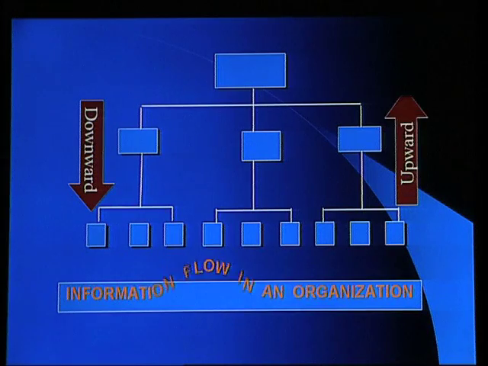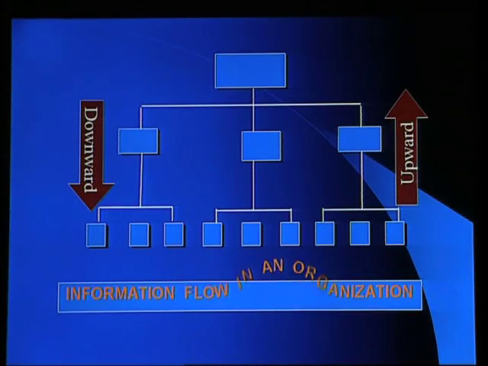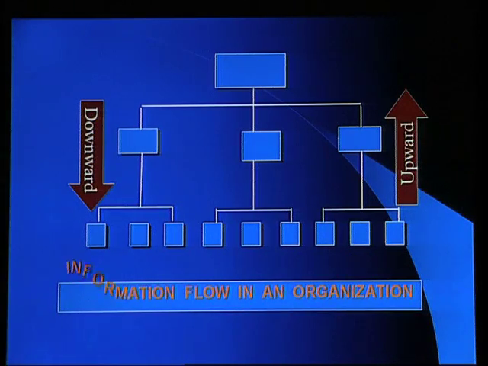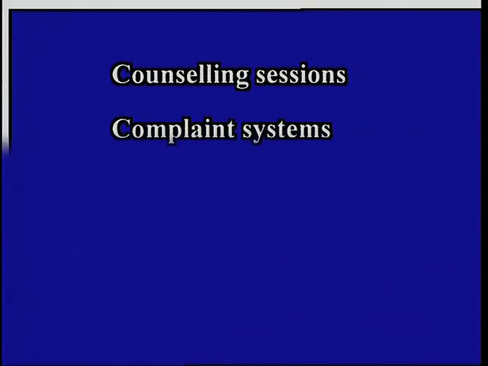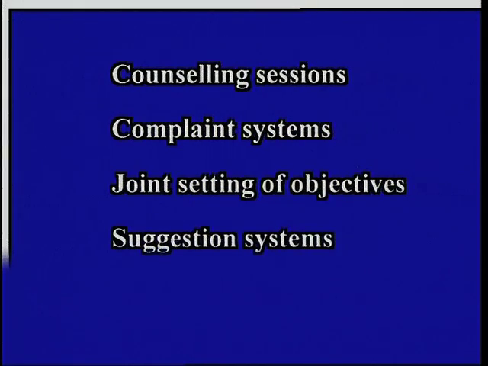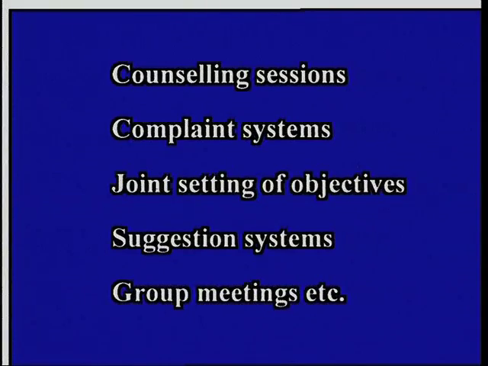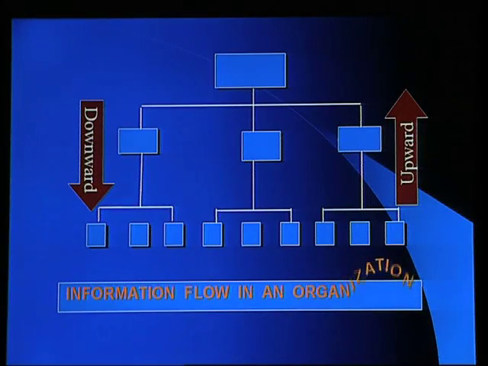Upward communication usually originates from a subordinate to his or her direct superior, then to that person's direct boss, and so on up through the hierarchy. Typical means for upward communication are counseling sessions, complaint systems, joint setting of objectives, suggestion systems, group meetings, etc. The two types of communication, downward and upward communication, are also called vertical communication.